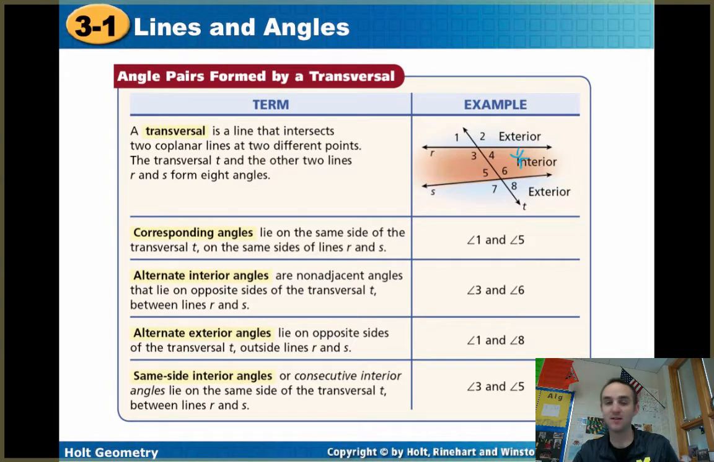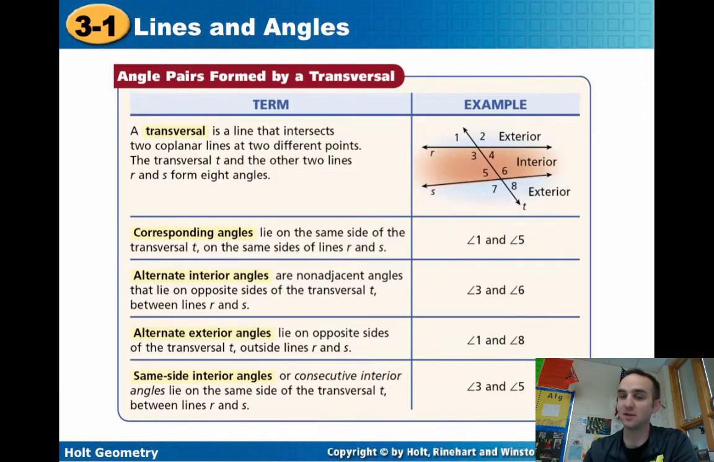Somewhere inside the lines. And then alternate means opposite sides of the transversal. So that could be 3 and 6, or it could be 4 and 5. Those are alternate interior. Alternate exterior, so still alternate, still opposite sides of the transversal, but now we're talking exterior. So that would be 2 and 7 or 1 and 8. Those are alternate exterior.